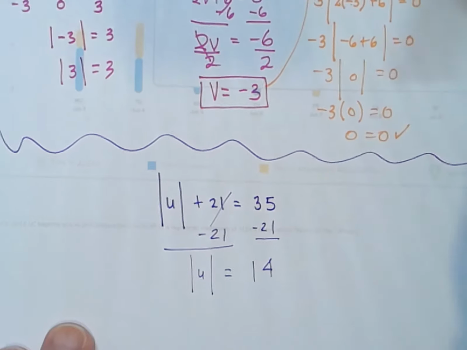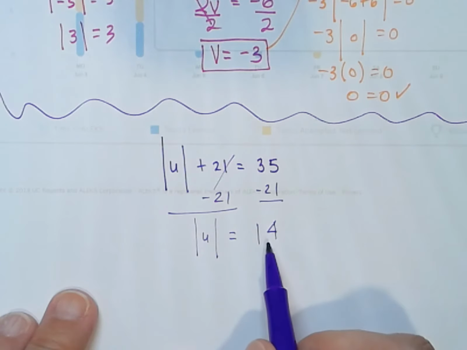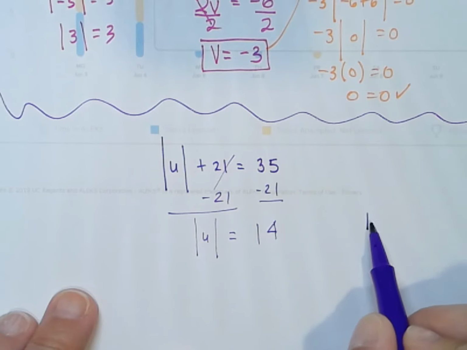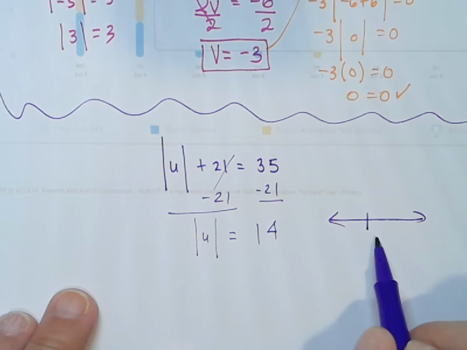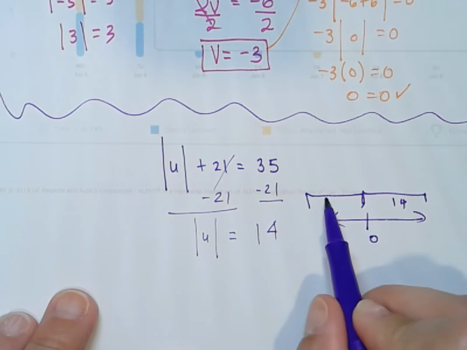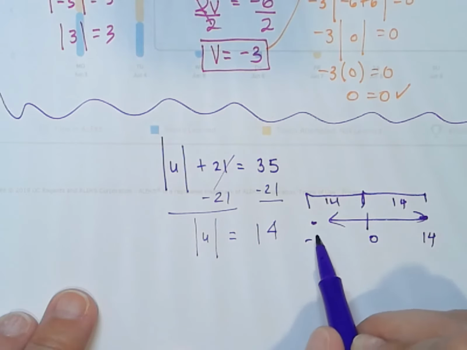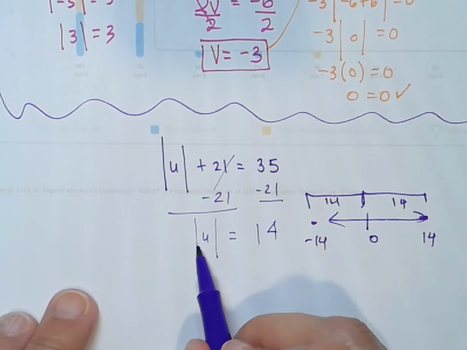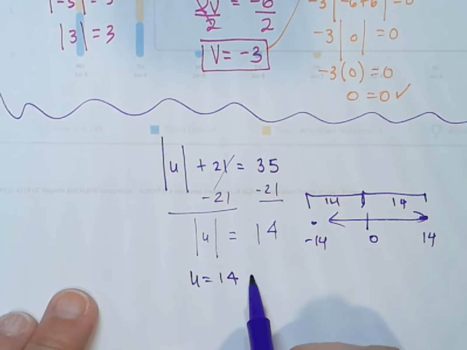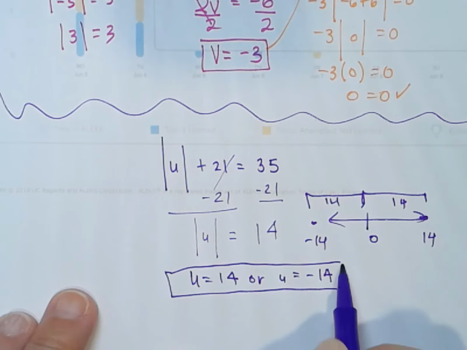So what that says is, it's asking you, what could u be so that its distance from 0 is 14? So think about that. So here's a number line. Here's 0. I want my distance away from 0 to be 14. So where would I land? Well, I would either land at 14 or I would land at negative 14. So u could either be 14 or u could be negative 14, and that statement would be true.